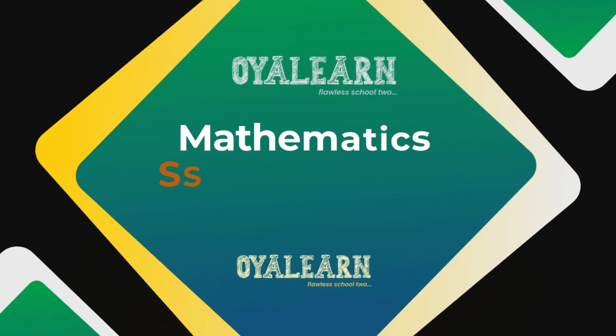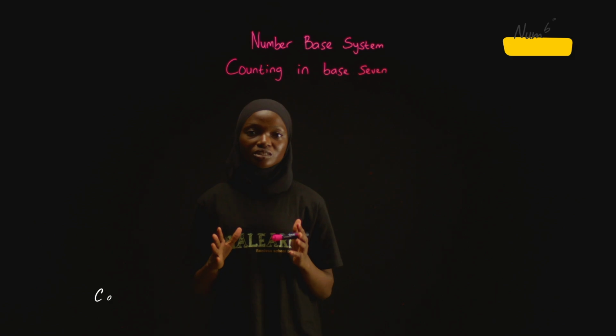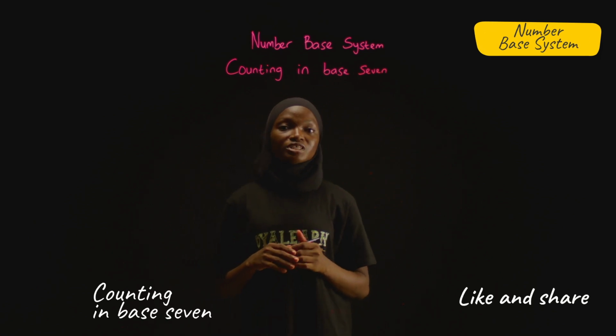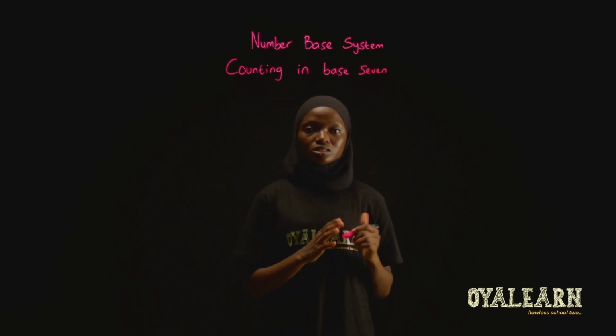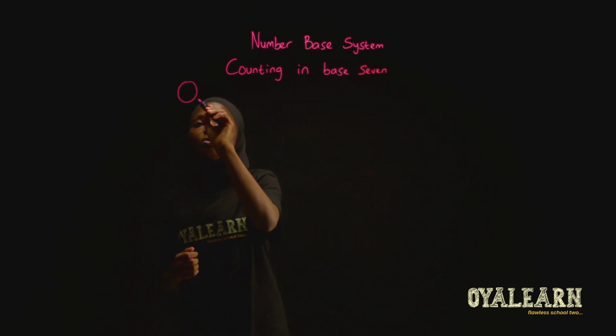Let's count in base 7. Now, first, recall what digits are being used in the base 7 counter system. We have digits 0 to 6. So we start with that. 0, base 7.